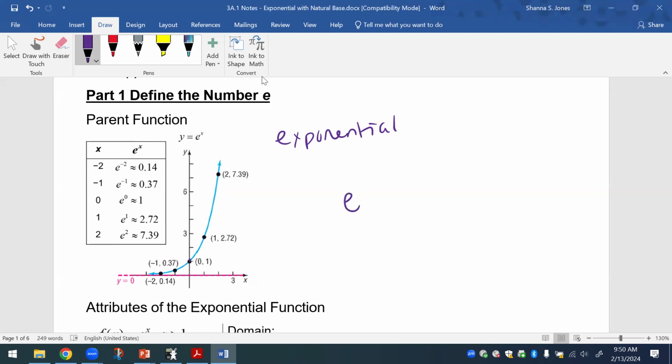All right. E, do y'all remember pi? 3.14? E is like pi. E is just a number. It's approximately 2.72. That is the approximate value of E. E is a number. It's an irrational number, just like pi.